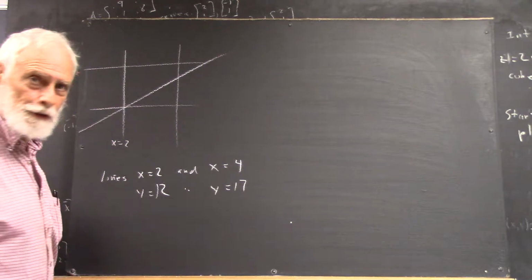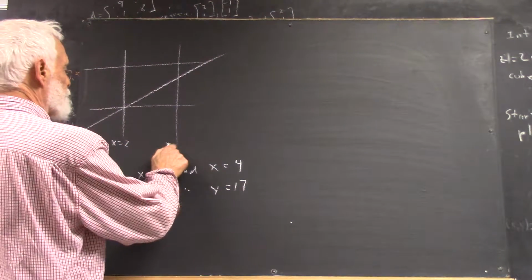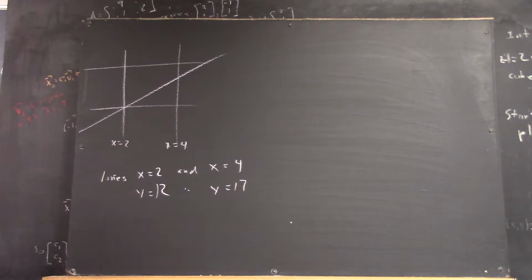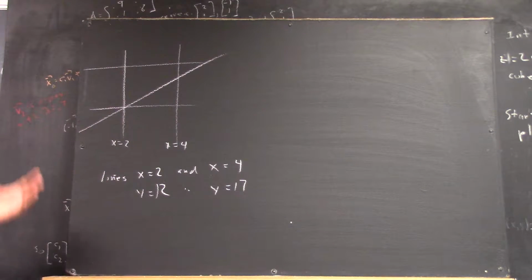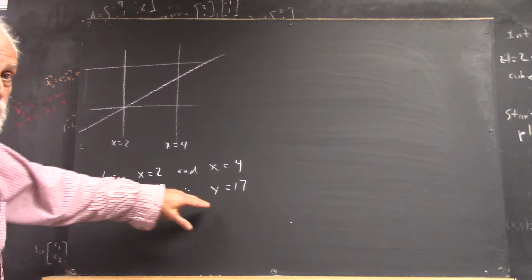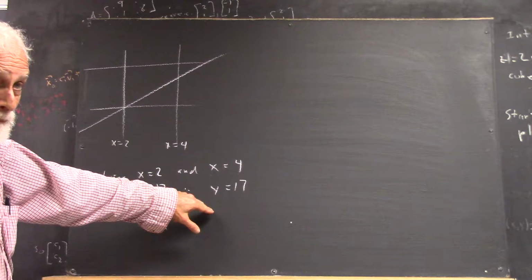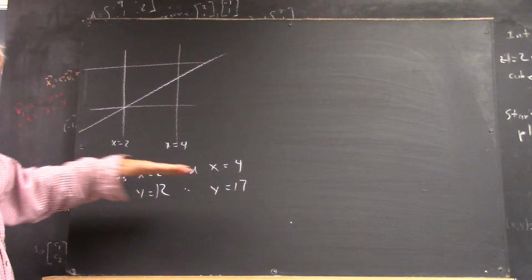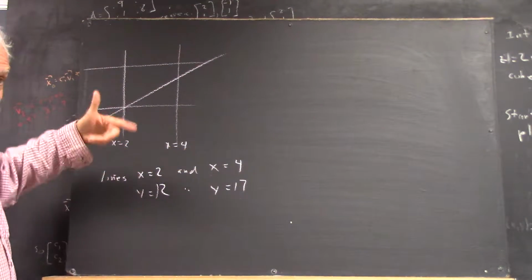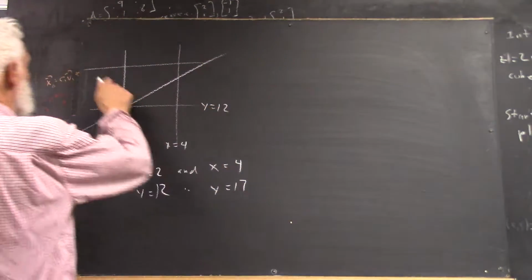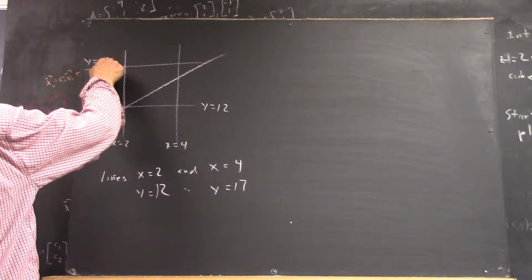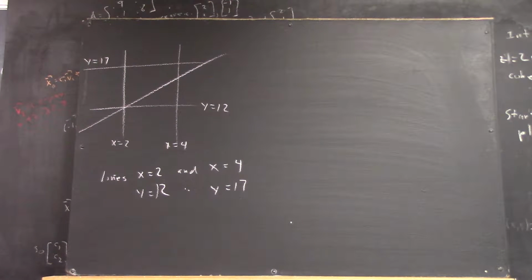And I'll bet you're going to conclude that this one would be x equals 4, right? And almost by process of elimination, but make sure it makes sense, y equals 12, y equals 17. Well, y is constant on horizontal lines, right? So here's y equals 12, and here's y equals 17. Make sense?